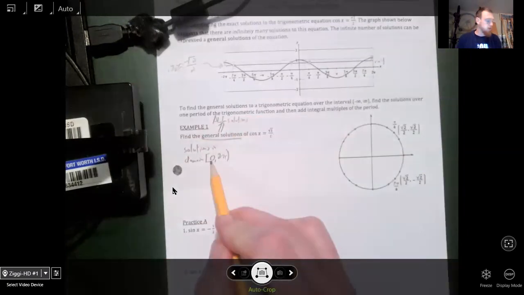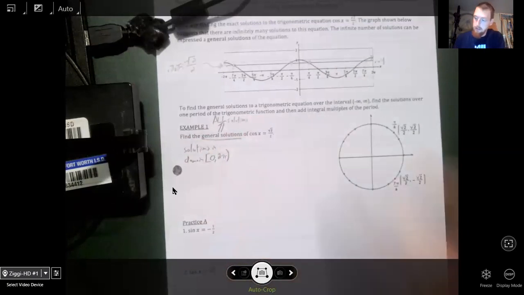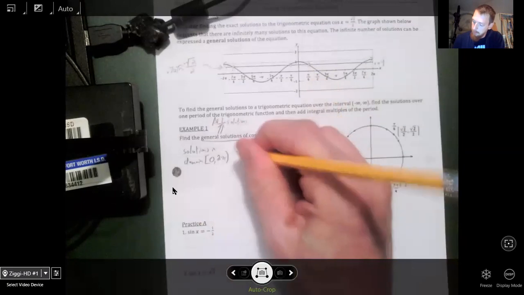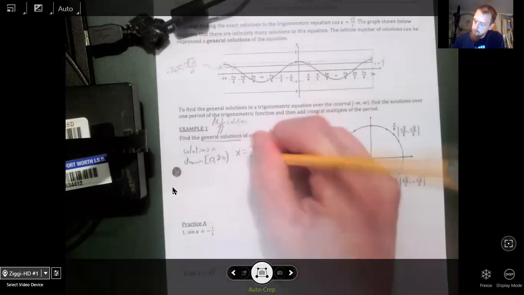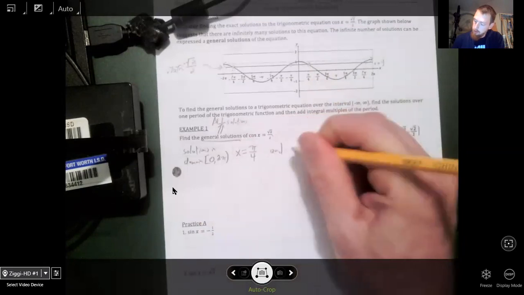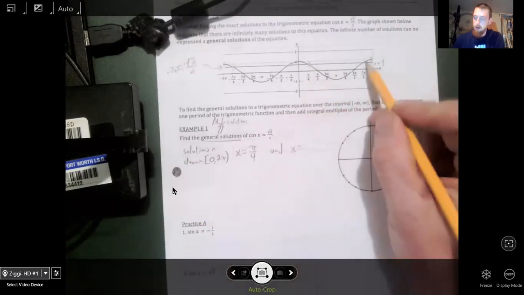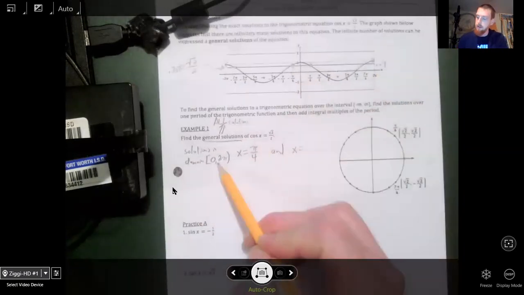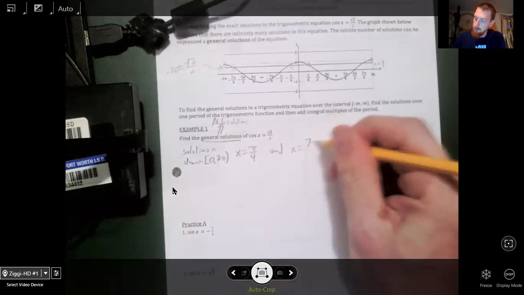0 inclusive, 2 pi exclusive. So we can just see that from the graph. That's x equals pi over 4. And we've also got another solution over here at 7 pi over 4. The reason we don't want to use the negative pi over 4 solution is because that's outside of that domain that we want to use. We wanted to go from 0 to 2 pi.